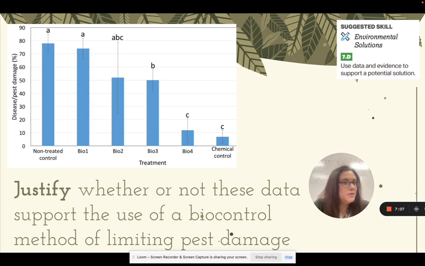So again, I'm not making you do these, but this is something to think about. If you look at the data that's there, justify whether or not these data support the use of a biocontrol method of limiting pest damage. You can see what's going on there with four different biological controls, with a non-treated control, with a chemical control, and you can see the percent that was damaged. So take a peek at it, see what you can think, and see you next time.